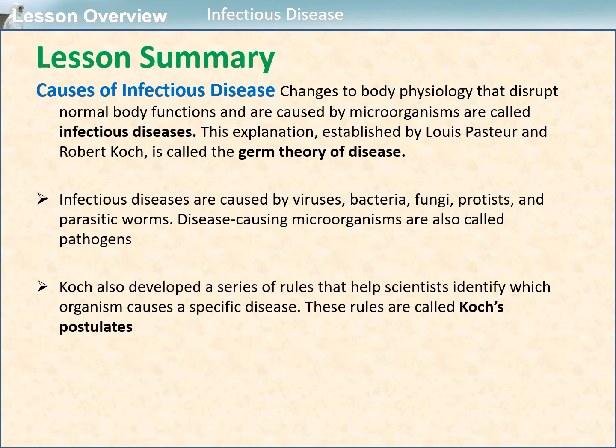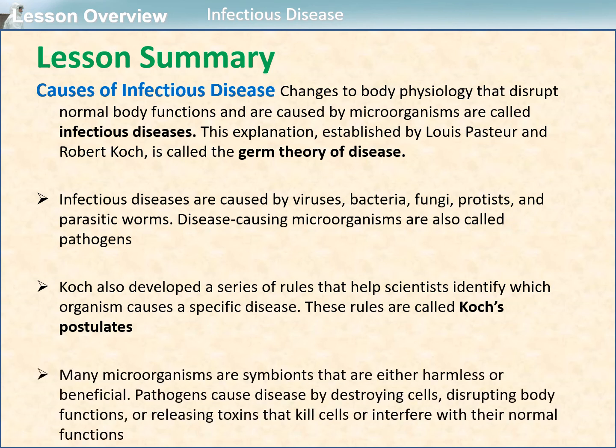Koch also developed a series of rules that helped scientists identify which organism causes a specific disease. These rules are called Koch's postulates. Microorganisms are symbionts that are either harmless or beneficial. Pathogens cause disease by destroying cells, disrupting body functions, or releasing toxins that kill cells or interfere with their normal functions.